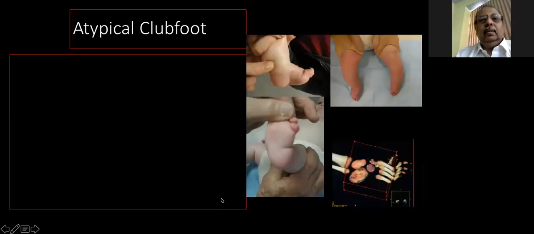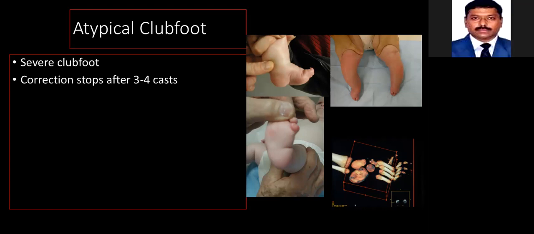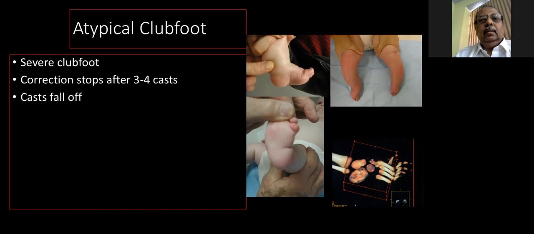Now a word regarding atypical clubfoot. This again can be asked in your viva or in the clinics. What is an atypical clubfoot? It is a severe clubfoot. Here the correction stops after 3 to 4 casts. The cast starts falling off. Some people believe that it is the cast that is becoming loose or the toes disappearing in the plaster that is responsible for the production of atypical clubfoot.